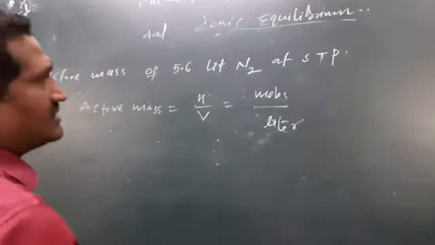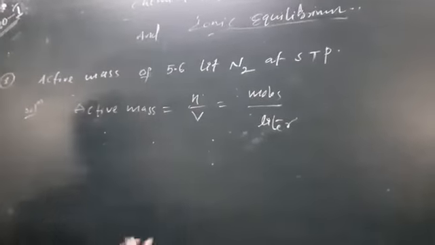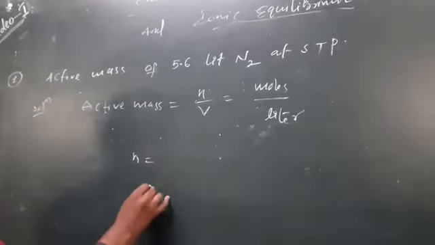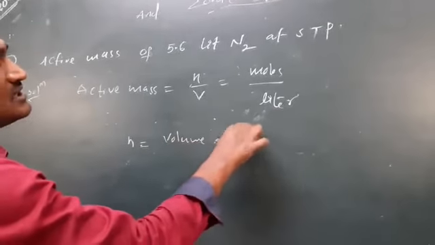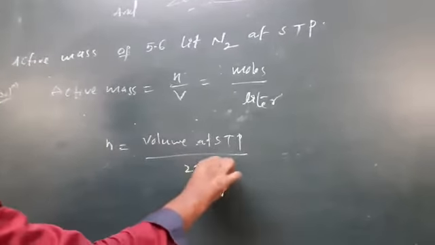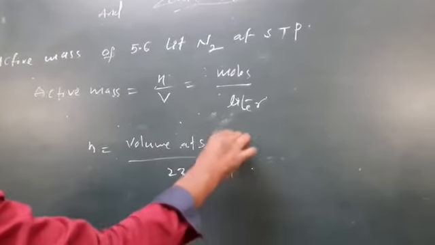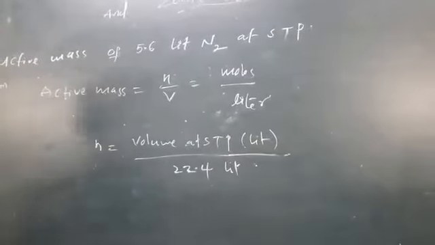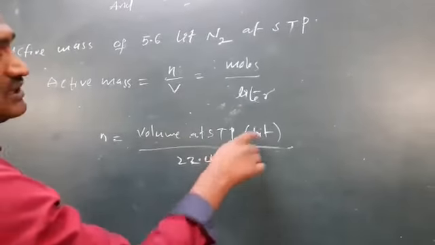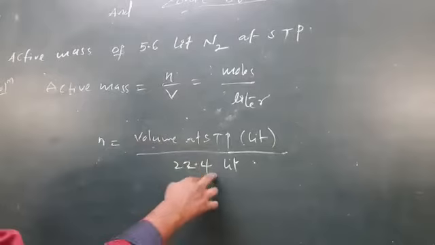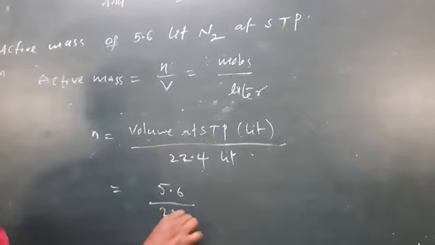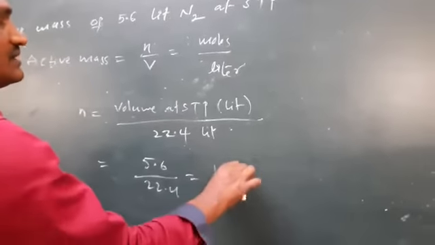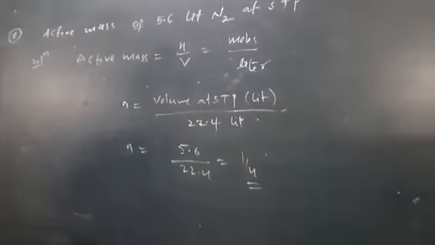You know that 5.6 liters of nitrogen at STP means how many moles? Calculate moles. Number of moles equals volume at STP by 22.4 liters. The given value is 5.6 liters and this is 22.4, so the number of moles is 1 by 4.